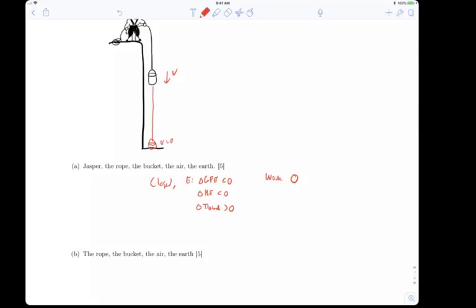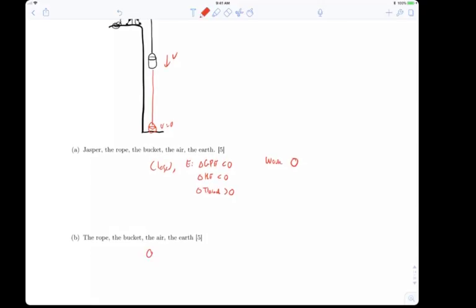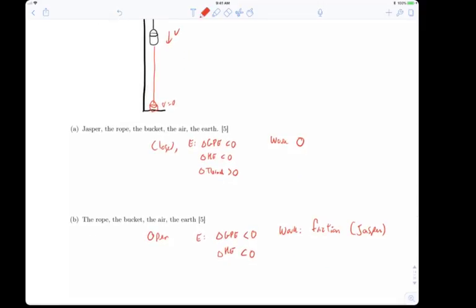Not including Jasper, so it's open. The energy is the change in gravitational potential energy. There's kinetic energy. There's some thermal. It's no thermal for now. So the gravitational potential energy is decreasing, kinetic energy is decreasing. There's work from friction in Jasper's hands. And that's taking energy out of the system.